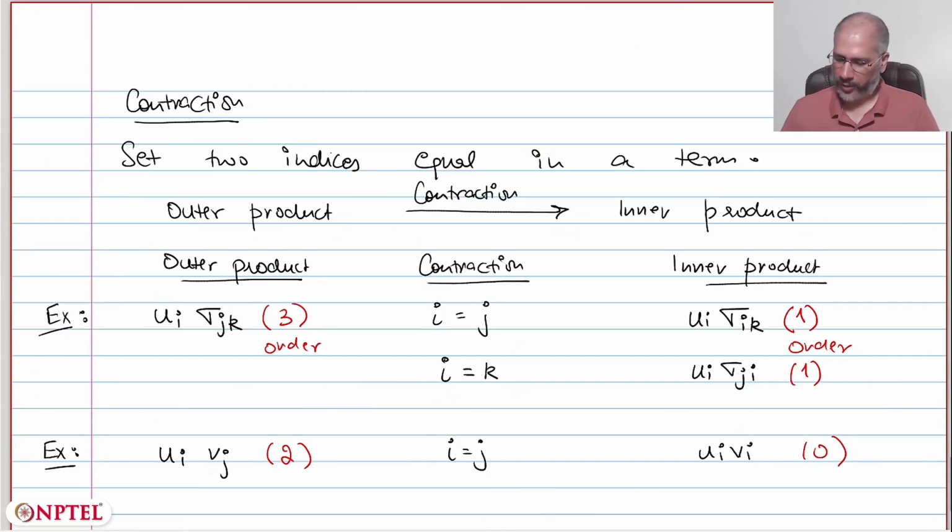In fact, we could also create an inner product by setting j equals to k. And there's no problem here. It's allowed. I mean, it's not necessary that the two indices have to come from different quantities. Sigma's indices j and k can also be set equal to each other. So what we get is u_i sigma_jj, which again is first order because we have only one free index i in this expression. Okay.